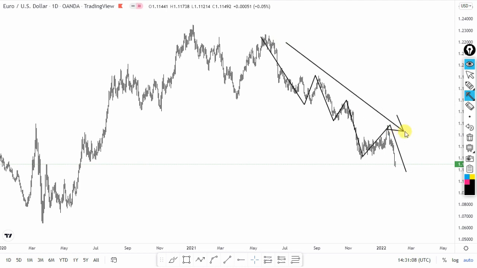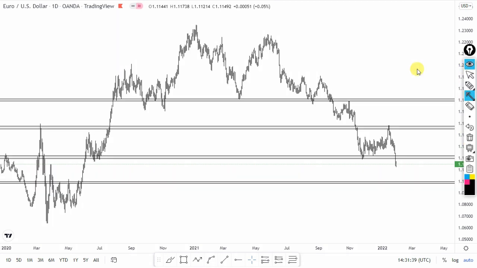Current trend is in down direction. Let's see our upcoming opportunity. In previous week, market broke this support zone.